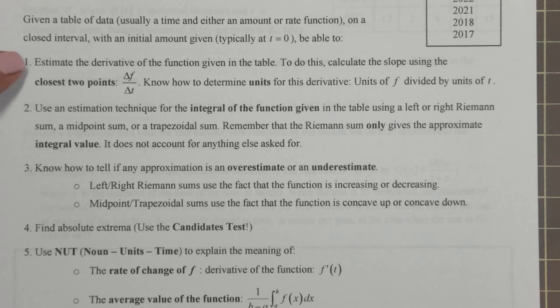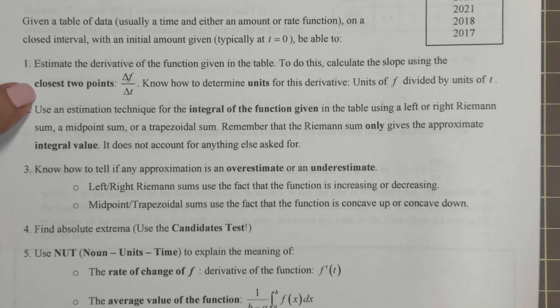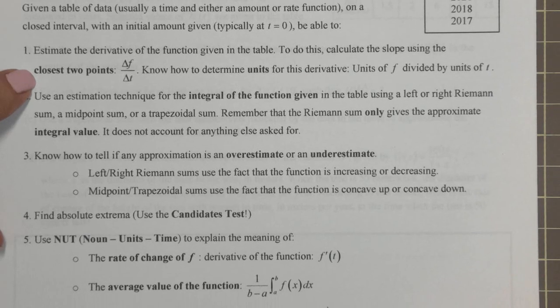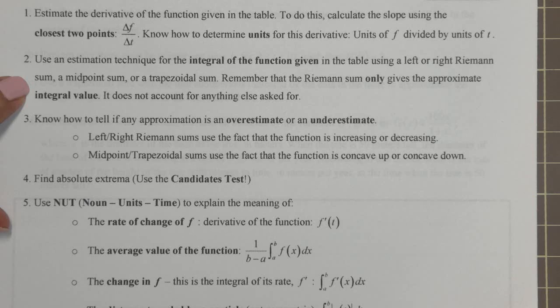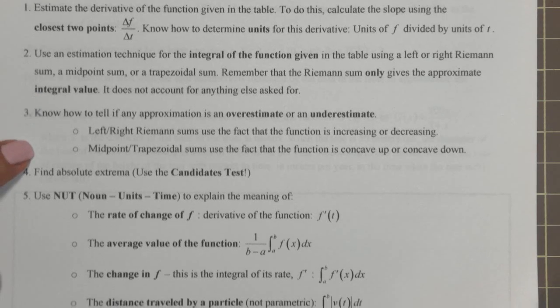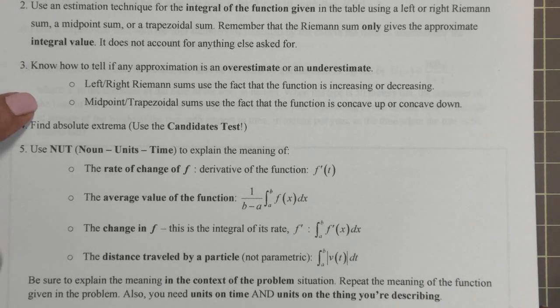Estimate a derivative. Use your closest 2 points to the time value that they give you, the independent variable that they give you. Use some sort of estimation technique for an integral: Riemann sum, midpoint sum, trapezoidal sum. Remember that the Riemann sum only gives you an approximate integral value. It does not take into account anything else that is asked for. Know how to tell if that approximation is an over or an underestimate.